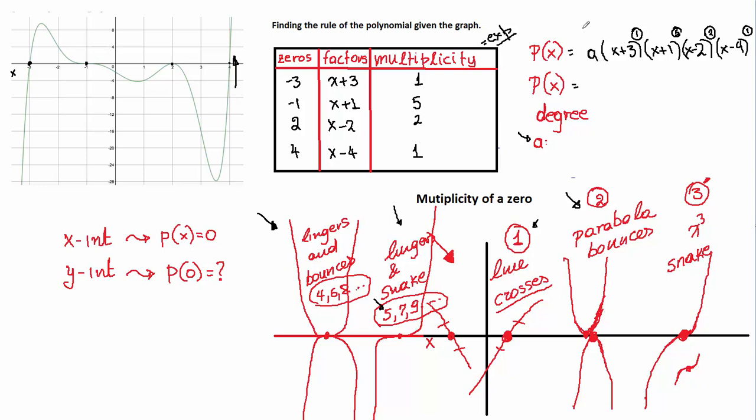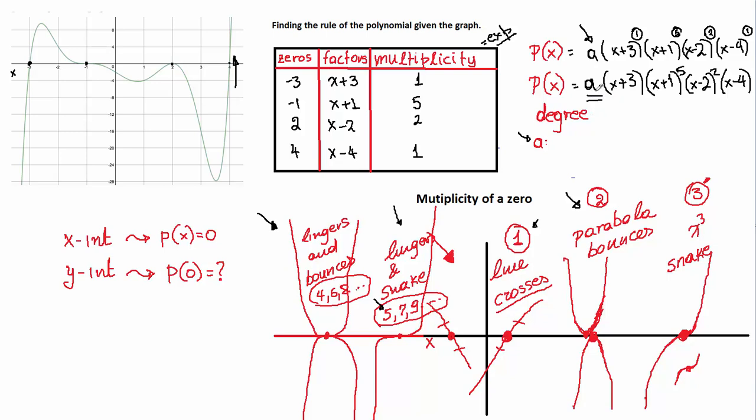The only thing that I'm missing is the leading coefficient. The polynomial will look like a times x plus 3, exponent is 1, so I can skip it, x plus 1, exponent is 5, x minus 2, exponent is 2, and x minus 4, exponent is 1. I can skip it. Okay, so I have partially my polynomial. The only thing that I'm missing is the leading coefficient.